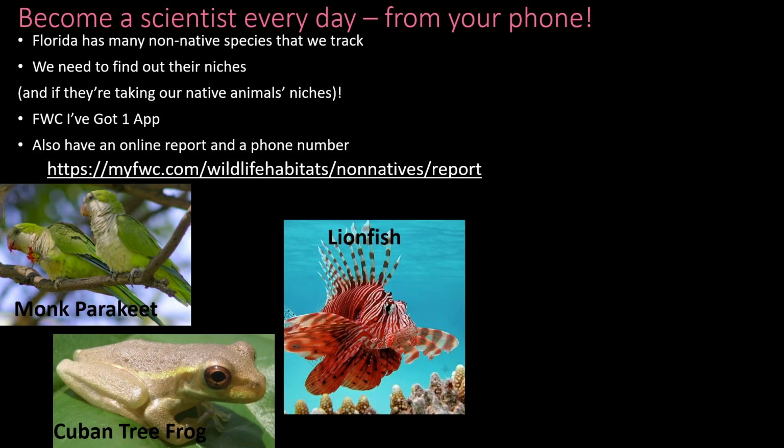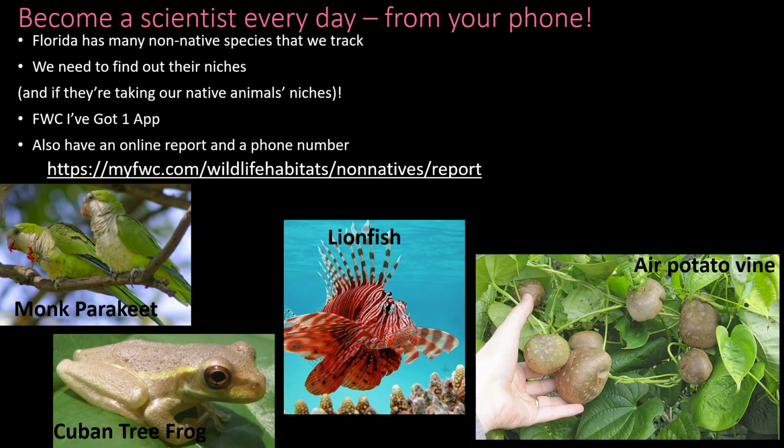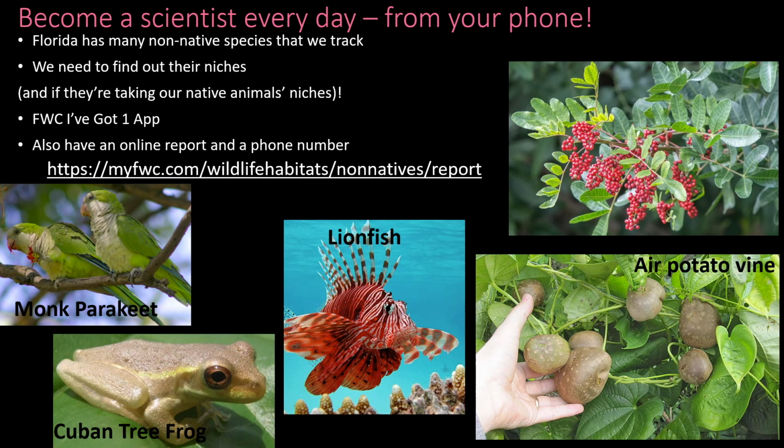Let's say you're out on the boat one day, find a lionfish. That certainly is not from here, and they're a big problem because they eat a lot of our native fish. You could even maybe find something in your backyard. If you've ever seen this thing called the air potato vine, it is everywhere here in Florida now. And that's a problem because it'll grow on top of our trees, and then it shades out the tree, and the tree can't get any sunlight anymore. So you might be able to find that one even in your own backyard, along with something called the Brazilian pepper tree.